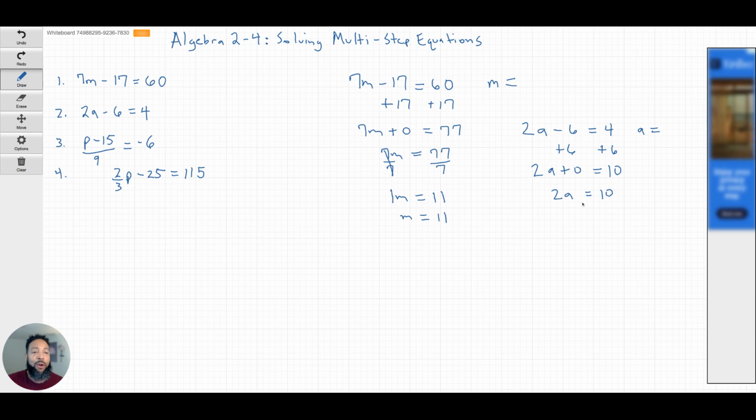So now we have 2a equals 10. Now we have 2 times the a. We want to get rid of this 2, so we're going to divide both sides by 2. The 2's cancel out on the left. 2 divided by 2 is 1, so you have 1a. And then 10 divided by 2 is 5. So 1a equals 5, or a equals 5.